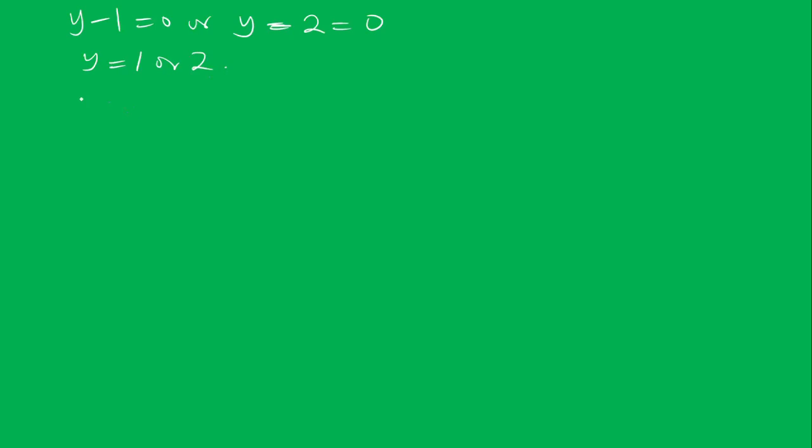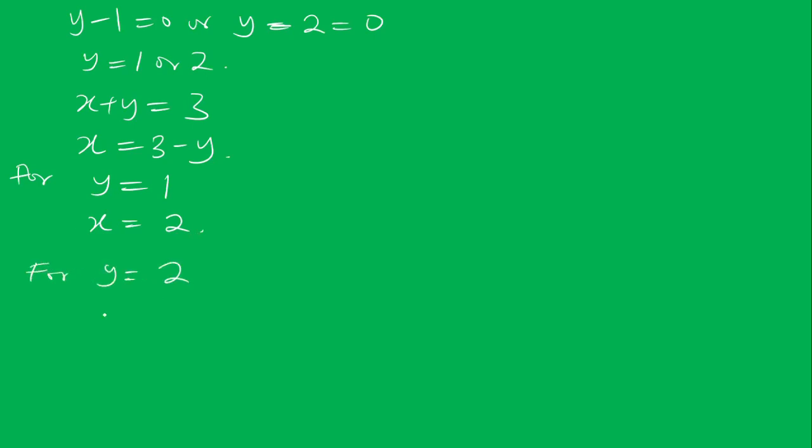Now we know that x plus y is equal to 3, which means that x is equal to 3 minus y. So that means for y equal to 1, x is equal to 2. For y equal to 2, x is equal to 1.